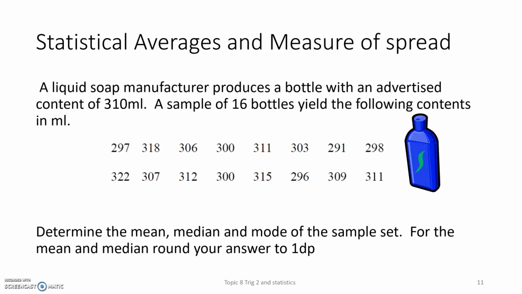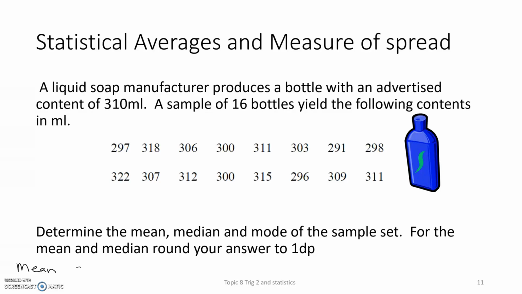Let's have a look at some data. Here we've got a sample of 16 bottles of liquid soap, and they've taken a measure of the amount in each bottle, and that's the data there. You're asked to find the mean, the median, and the mode of the sample. For the mean, we would use our calculators. Again, stop, check, and work it out.